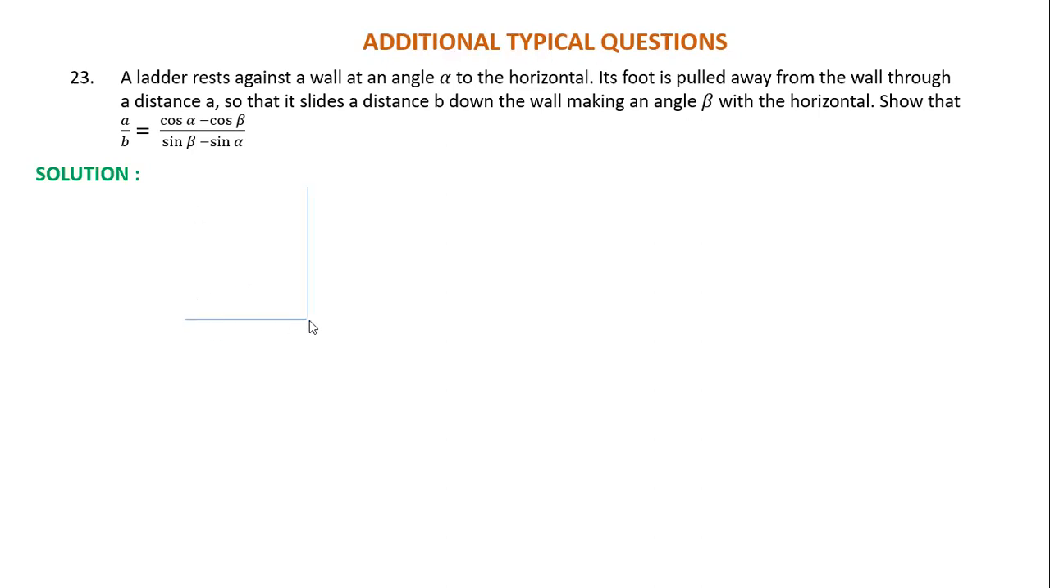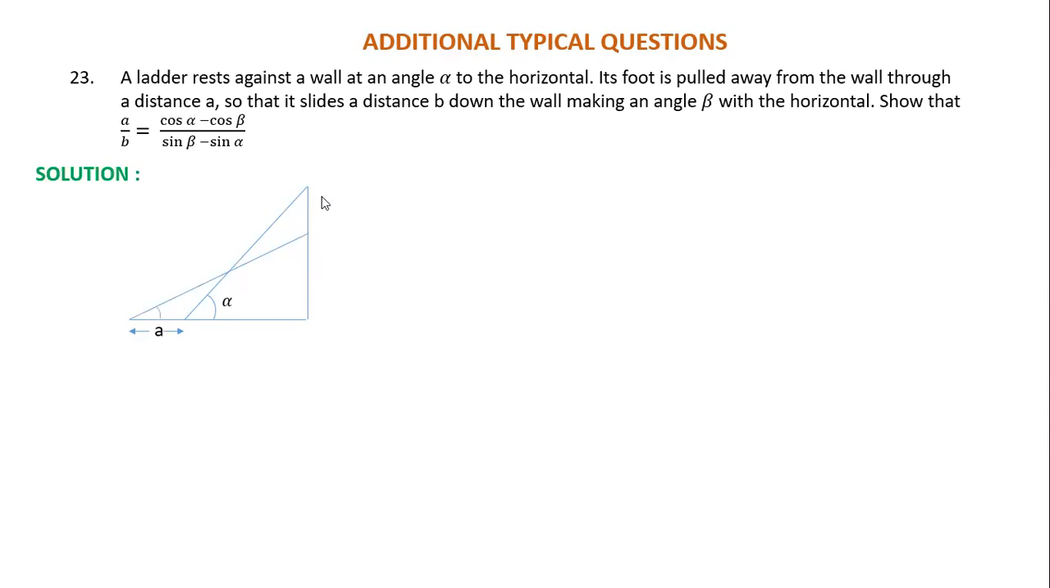This is the ground level. This is the wall. This is a ladder leaning against the wall, making an angle alpha with the wall. This ladder is pulled back. When pulled back, the foot of the ladder is pulled back to this point. Once the ladder is pulled back, it will slide and now it will not be in this position, it will come down. So the next position of the ladder will be here.